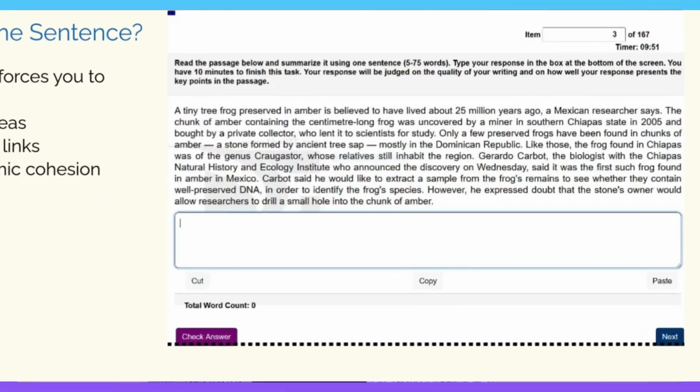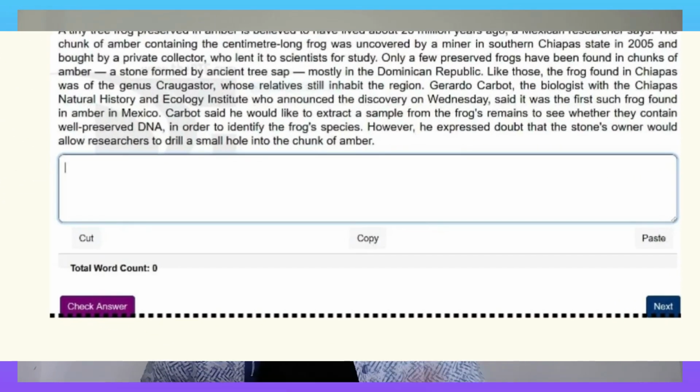During the exam, you will have a copy, cut, paste, as well as a word count section. Use that word count very religiously. Do not go over 75 words, you'll get a 0.